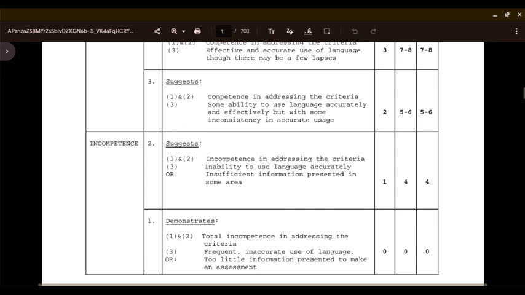I hopefully you remember, but when you see one is content, two is organization, and three is the language, right? So that's the order we normally look at for English. So if you're at tier one in incompetence and you're demonstrating that you are incompetent in this summary question, then your content and your organization of content demonstrate total incompetence in addressing the criteria. And three, frequent inaccurate use of language.